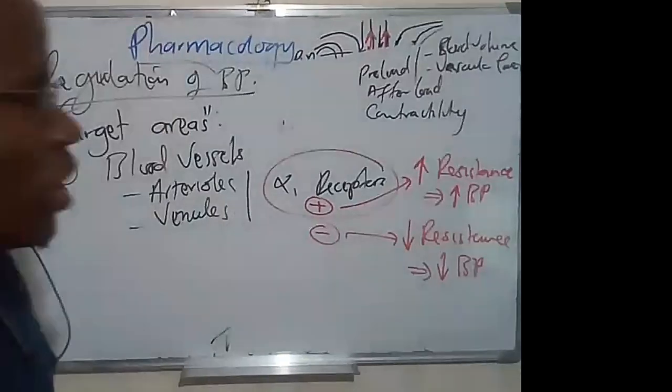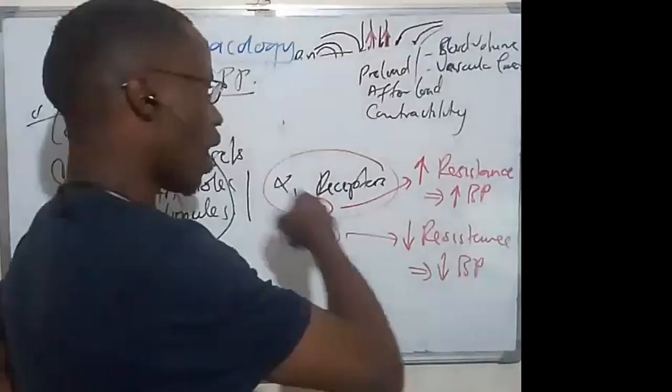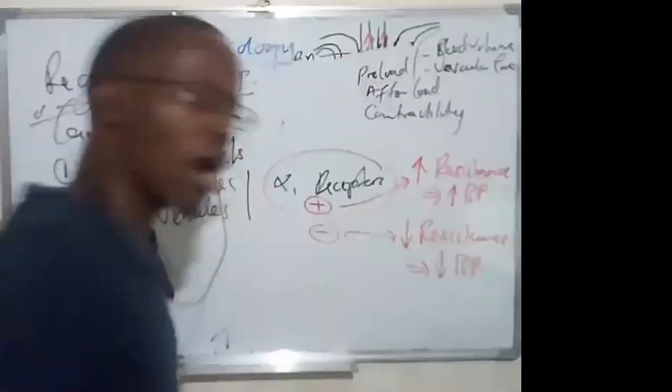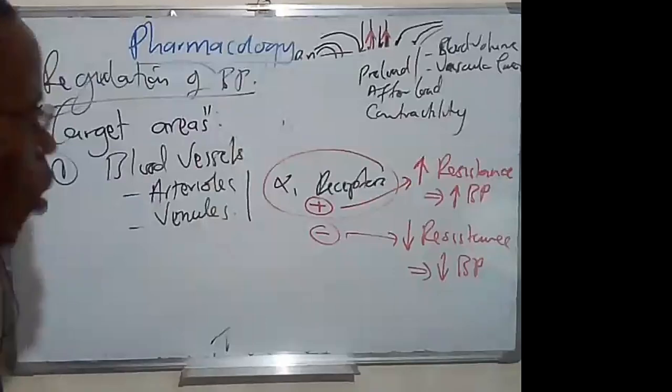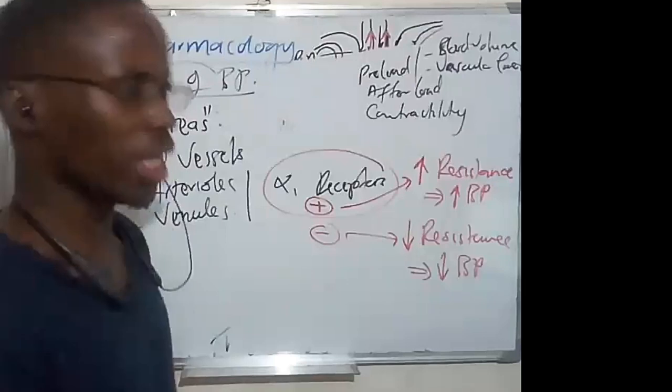Now, since we're talking about hypertension, there's no need for us to stimulate these alpha 1 receptors. There's no way we can be stimulating the alpha 1 receptors so that there's resistance and we increase the blood pressure.